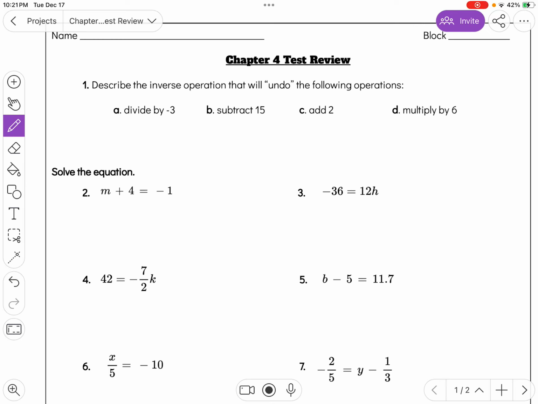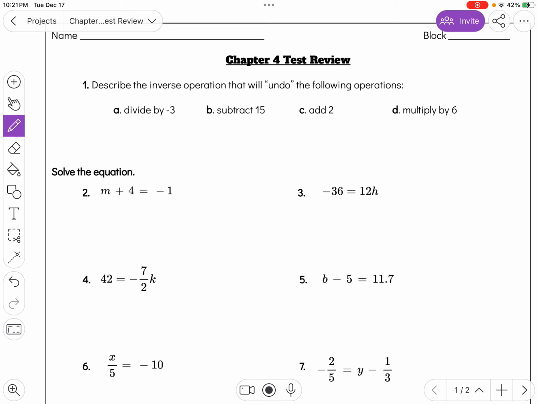This is the Chapter 4, Part 1 test review. This is going to deal with lessons 4.1 through 4.3. This is all going to be dealing with equations. So for number 1, it says to describe the operation that will undo the following operations.